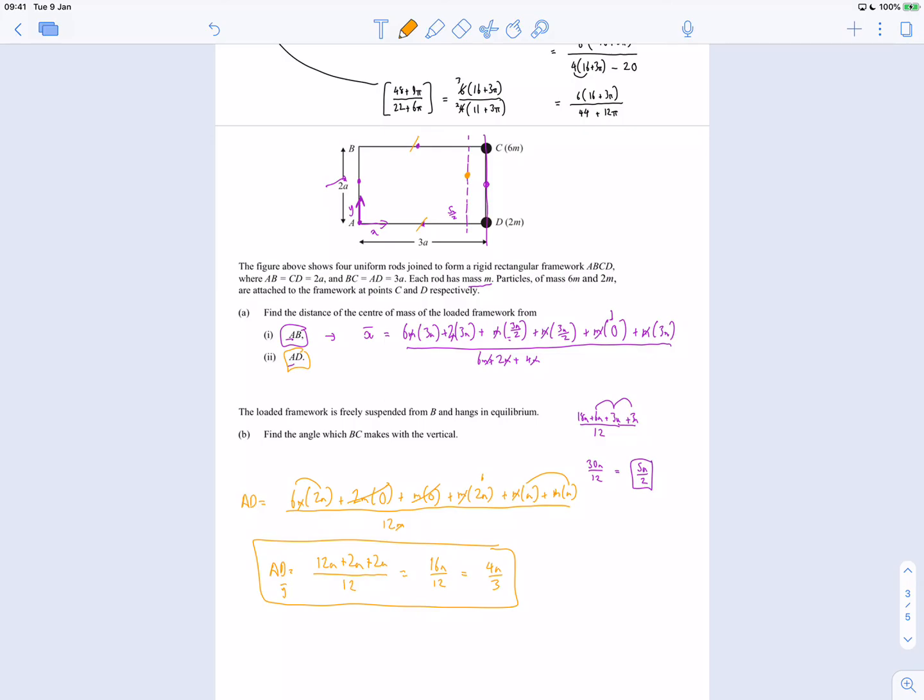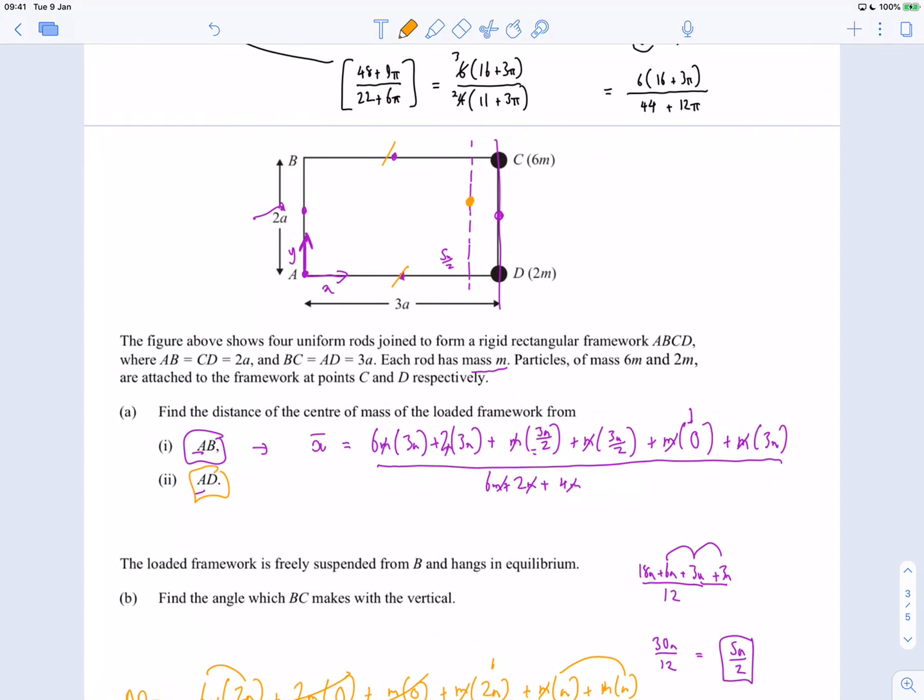This loaded framework is freely suspended from B and hangs in equilibrium. Find the angle with which BC makes with the vertical. Okay, so if it hangs in equilibrium, there's going to be a line going through the centre of mass like that, and the vertical is going to be that orange line, and find the angle for which BC makes with the vertical. I want that angle theta.